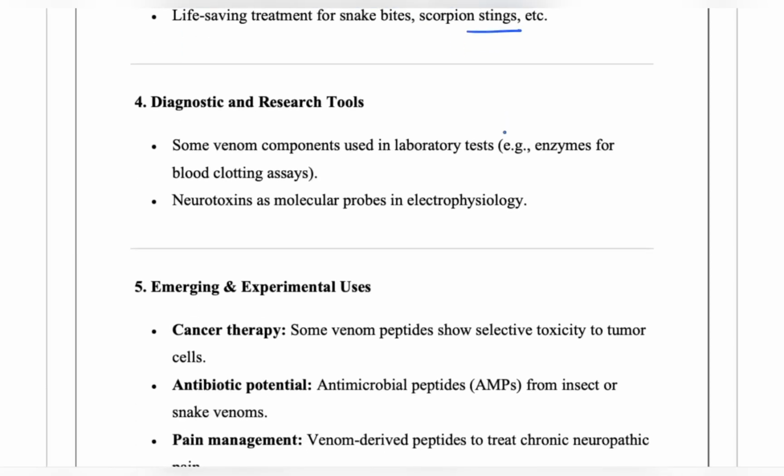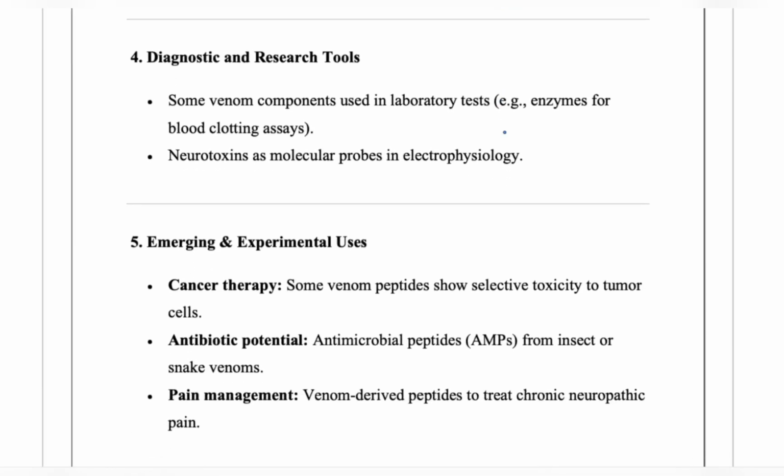Then there is the diagnostic and research tool use. Some venom components are used in laboratory tests, like enzymes used in anti-blood clotting assays. Neurotoxins are used as molecular probes in electrophysiology. So they have a lot of use in the research area.